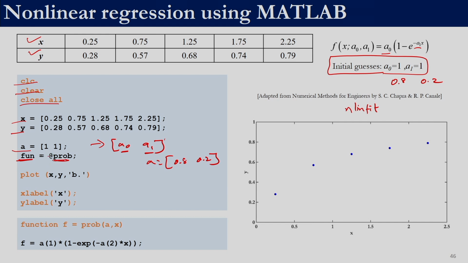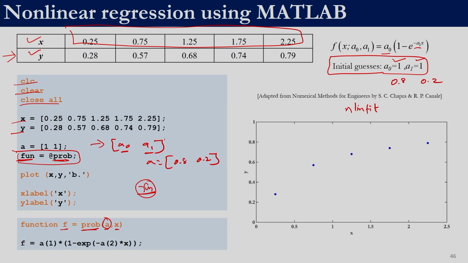That function has an @ symbol before prob. So this means we have a function handle whose name is fun. Whenever we use this variable fun, we are actually referring to the function prob. It will receive two variables, a and x, and it will return f. If you give the a naught value and a1 value in a, and you give the x points, it will give y, not this y, but the y as per the model.